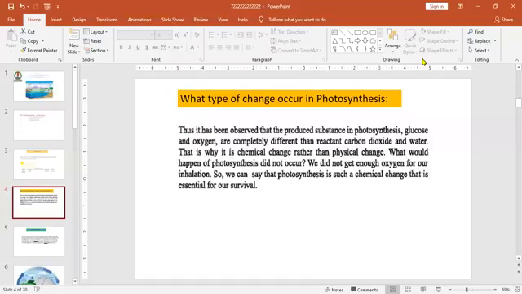What would happen if photosynthesis did not occur? We would not get enough oxygen for our inhalation. So we can say that photosynthesis is a chemical change that is essential for our survival. It maintains the balance of carbon dioxide and oxygen in the environment with the help of the photosynthesis process. Okay.